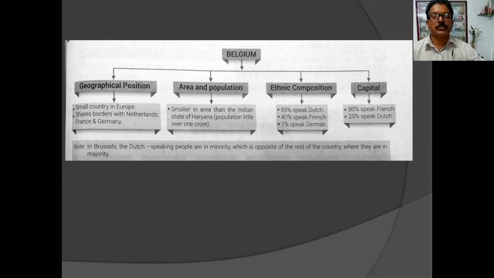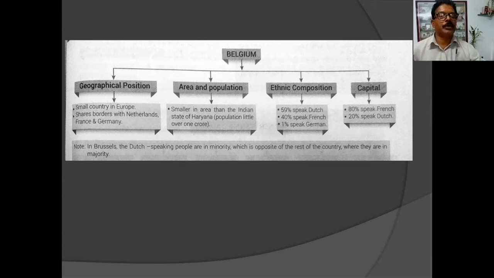Second point, area and population. Smaller in area than the Indian state of Haryana. Population is a little over 1 crore. Next, move on to the ethnic composition of Belgium. In Belgium, 59% of people speak Dutch language. That is in the countryside of Belgium. 40% of people speak French and 1% speak German.